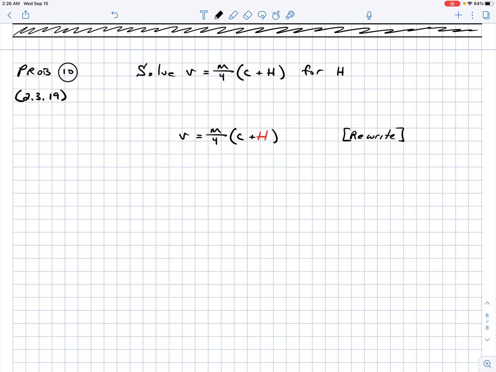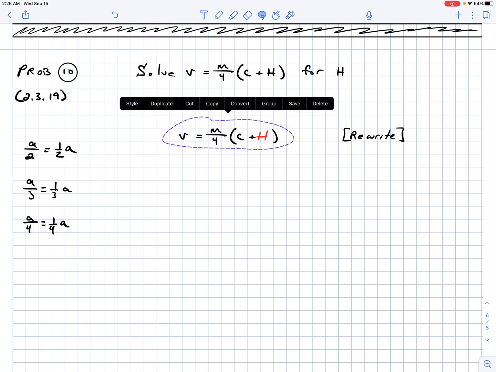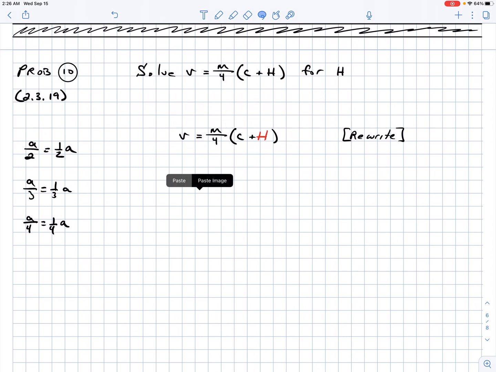So remember how we did that before. If I take any number and divide it by 2, it's the same as 1/2 of that number. If I divide any number by 3, it's 1/3 of that number. And if I take any number and divide it by 4, it's really 1/4 of that number. So I have this nice one. I recopied it. I didn't isolate, I color coordinated the variable of interest that we want to solve for.